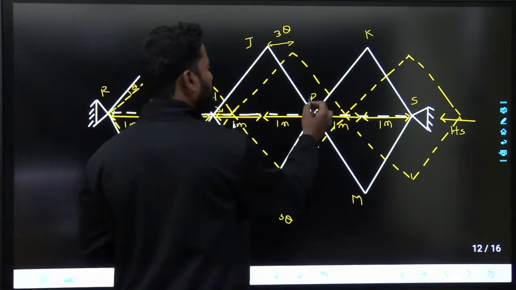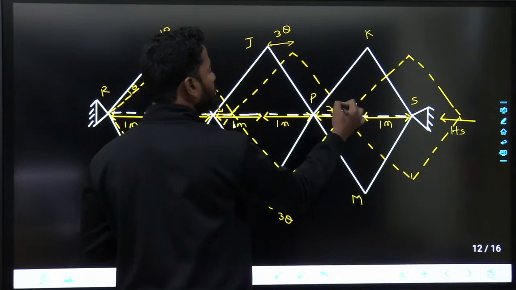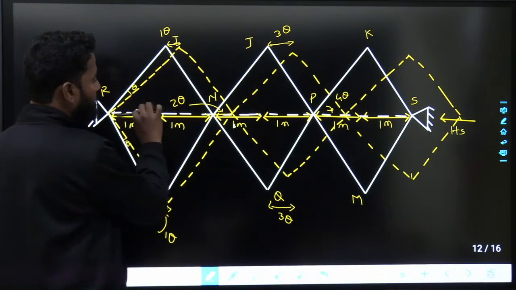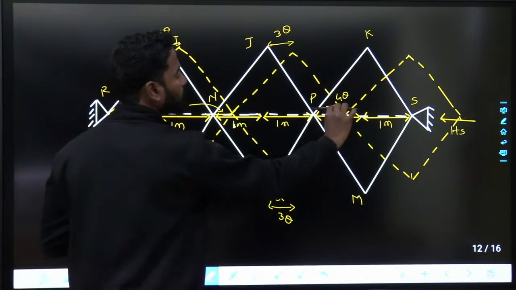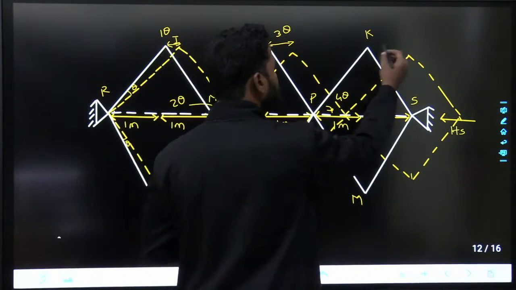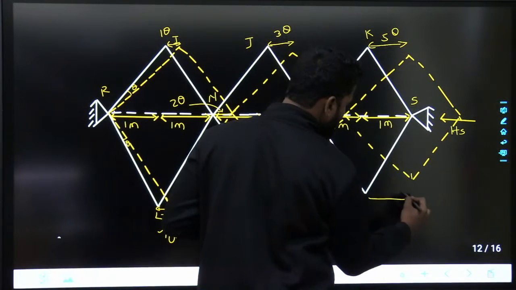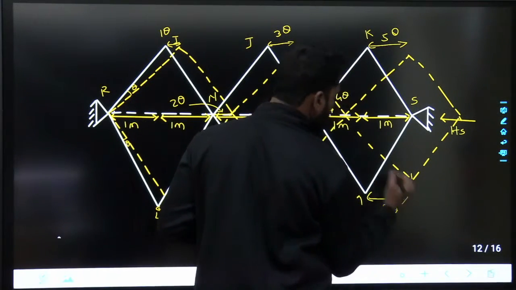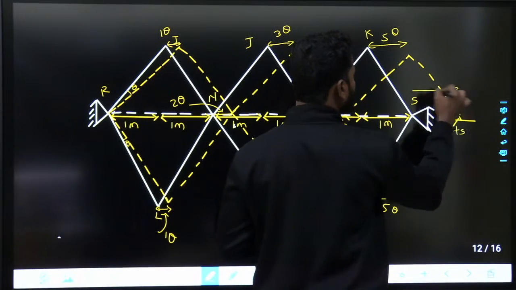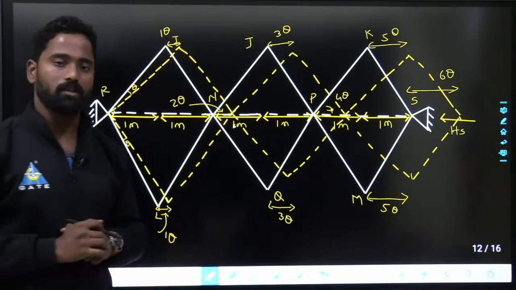Similarly, the horizontal movement of P, this distance would be 4 times theta, because theta, theta, theta, theta, 4 theta. Fine. And then this joint will move by 5 times theta. This is 5 times theta. This is also 5 times theta. And finally, this reaction will move by a total distance of 6, so this is 6 times theta.